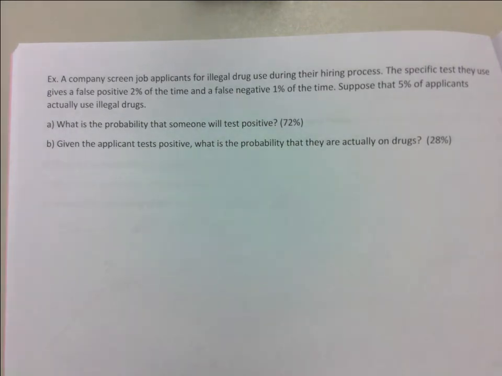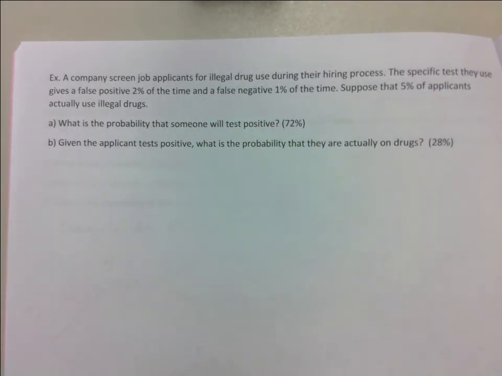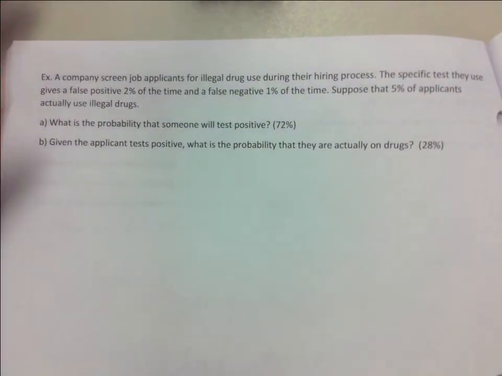The umbrella for dependent versus independent events is called conditional probability, meaning there are conditions, especially when it's dependent. Something happens first and it affects the second event, okay? So that's the umbrella term.